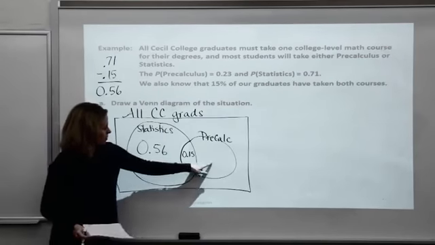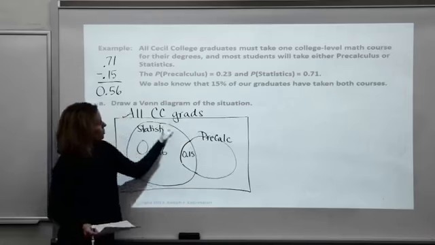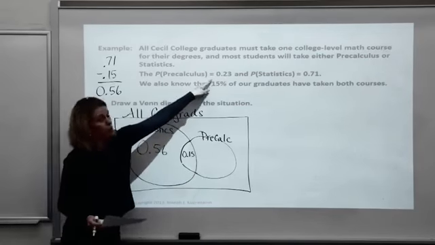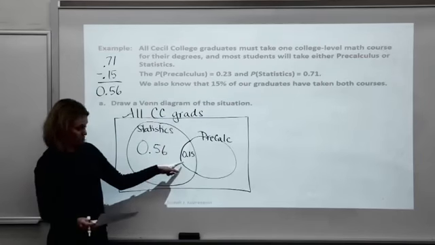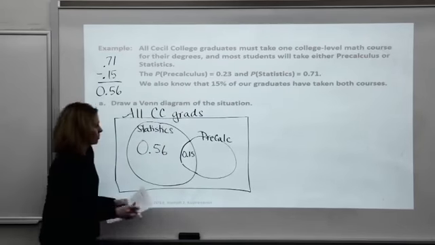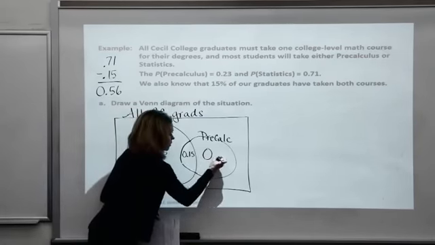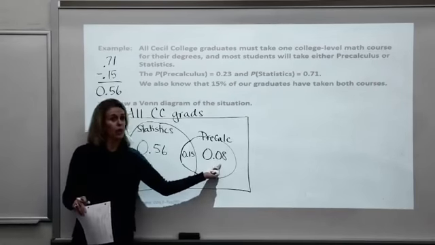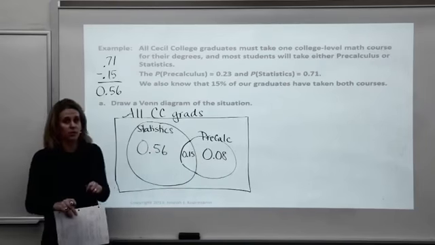We need to do the same thing over here. The entire pre-calculus circle has to add up to a probability of 0.23. If you take 0.23, subtract off 0.15, we're left with a probability here of 0.08. 8% of the students took pre-calculus only, no statistics.